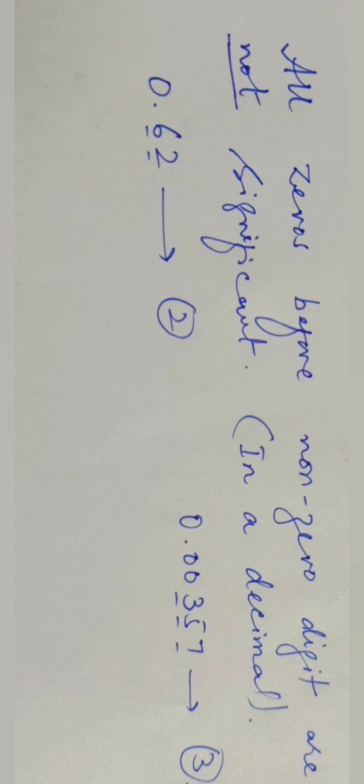Similarly, the second example, ignore the zeros which are at the start. There are 3 zeros, one is before the decimal point and there are 2 zeros which are after the decimal point but before non-zero digits. So according to the rule, we will ignore all of the 3 zeros and count the non-zero digits which are 3, 5 and 7. So in total there are 3 digits, 3 significant figures.